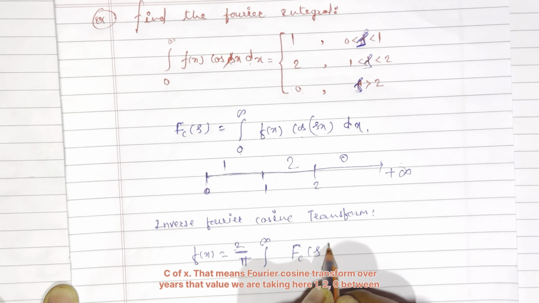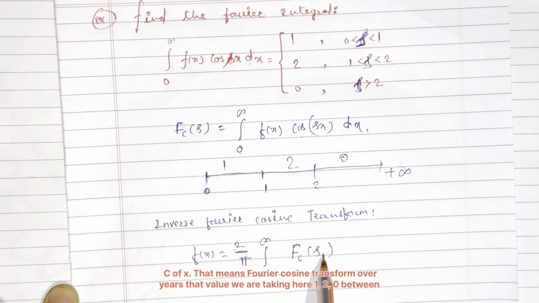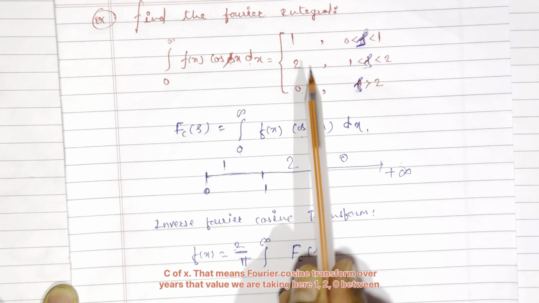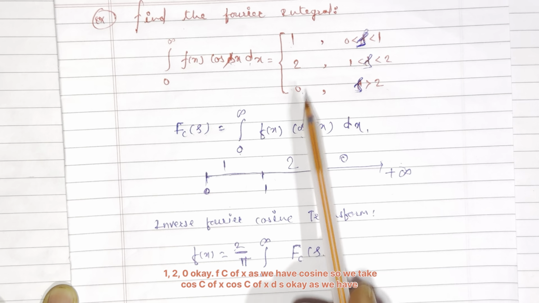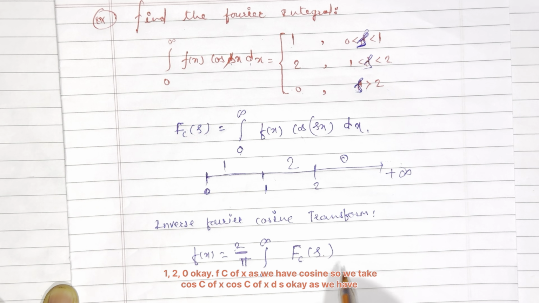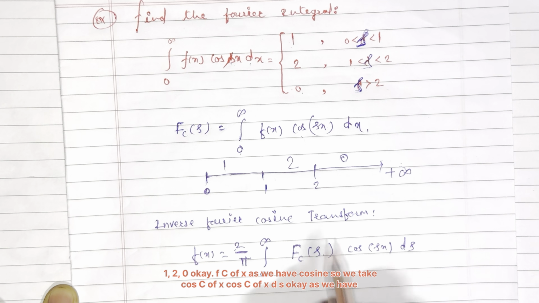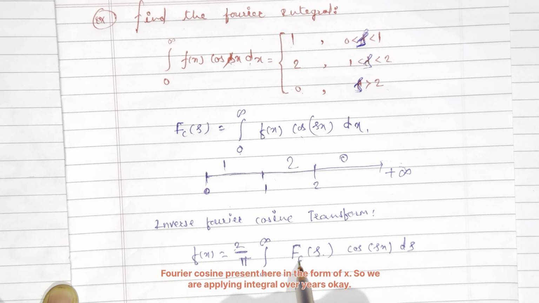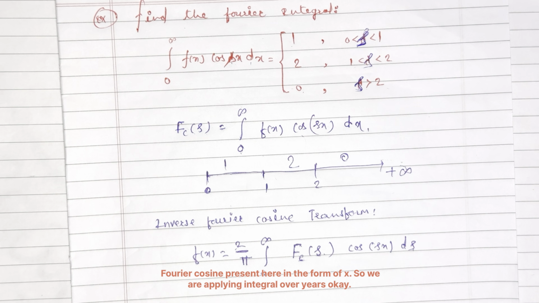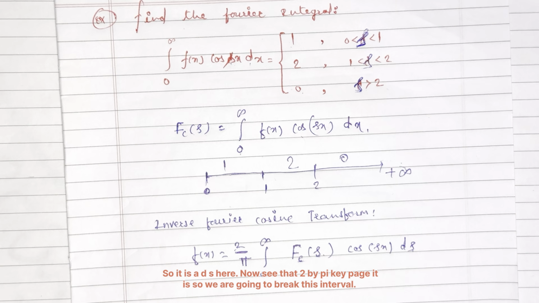F c of s. That means the Fourier cosine transform over s. That value we are taking here, between 1 to 0. Okay, F c of s, as we have cosine, so we take cos sx, cos sx ds. As we have the Fourier cosine present here in the form of s, so we are applying integral over s. So it is a ds here.